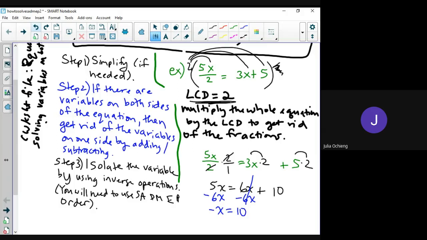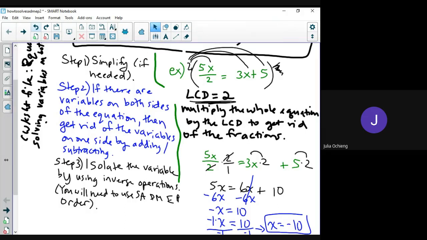And now I solve by isolating x. Negative x is not x, guys. It is not good enough to just leave it as negative x equals 10. You want positive x. So you have to remember that a negative x has an invisible 1, so it's really negative 1 times x equals 10. You have to know that. They're not going to tell you that. And that way you know to get rid of a times negative 1, you have to divide by negative 1 on both sides, so you get x equals negative 10. And that will be your answer.